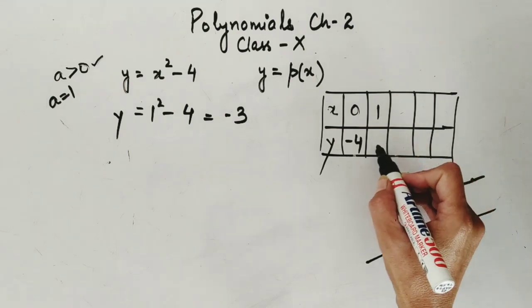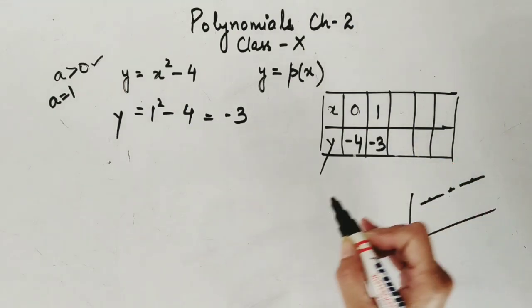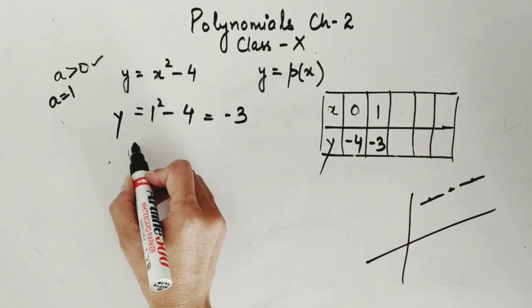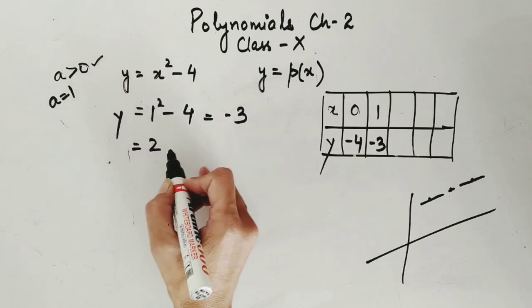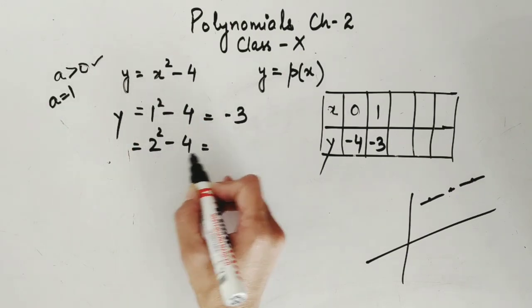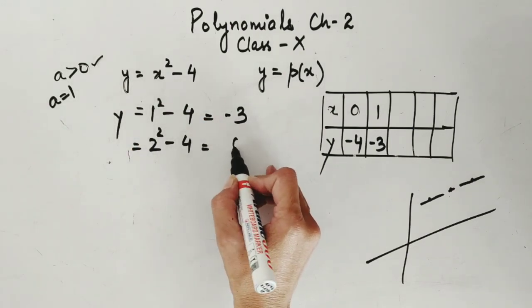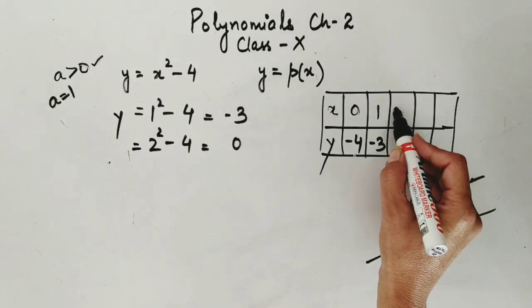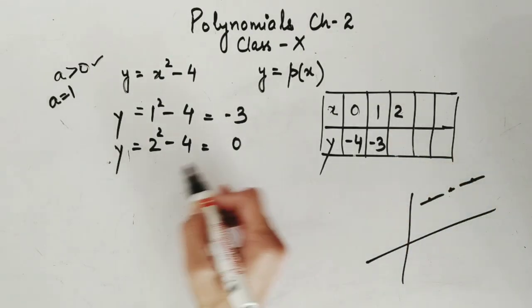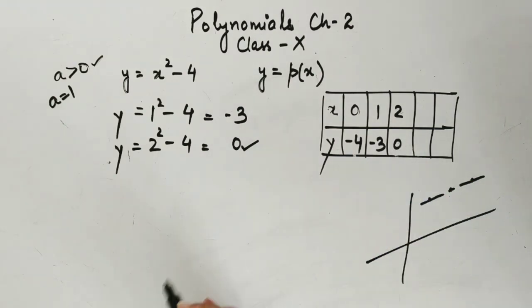So 1, so this becomes minus 3. If I take x as 2, 2 square minus 4, it's 4 minus 4, which is 0. So if I took x as 2, y became 0.